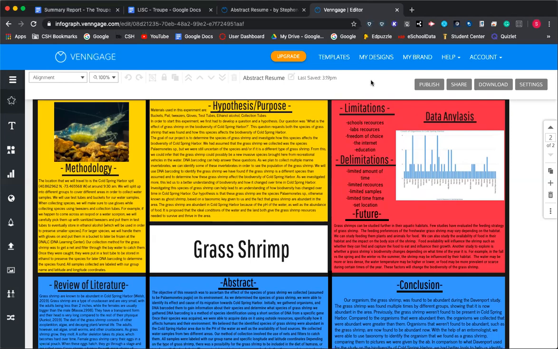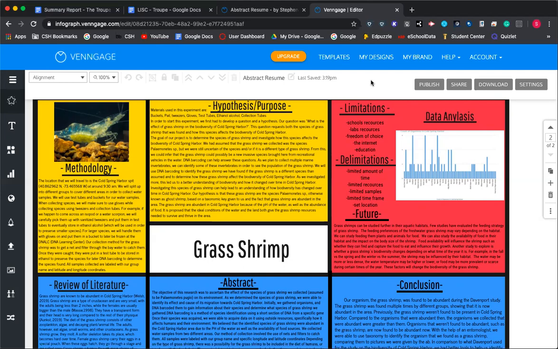The grass shrimp are abundant in Cold Spring Harbor because of the pH of the water as well as the abundance of food. It is proposed that the ideal conditions of the water and the land both give the grass shrimp resources needed to survive and thrive in the area.